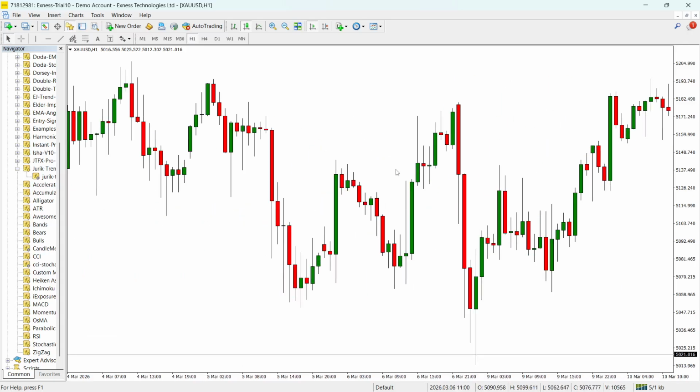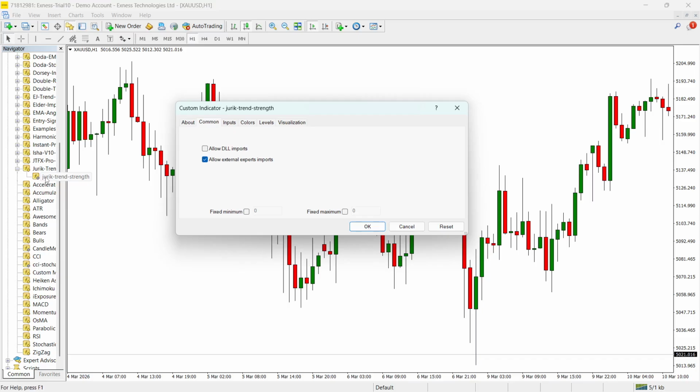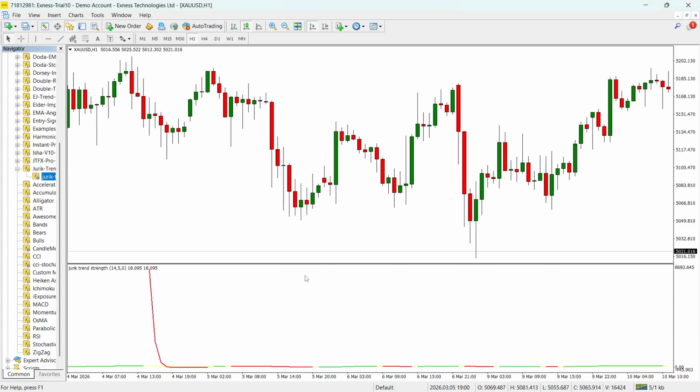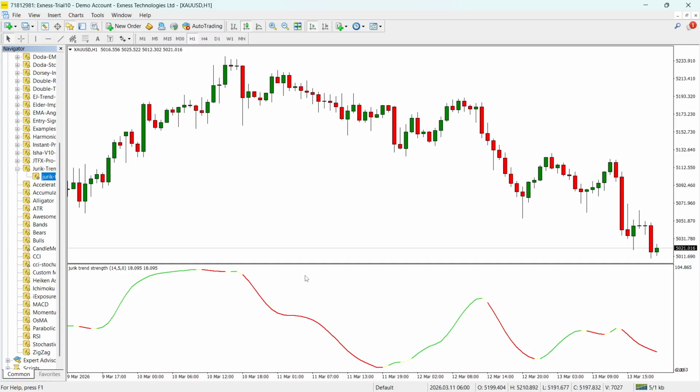At this point, I'll go ahead and load the indicator on the chart so you can see how it looks in real time. Alright, there we have it.